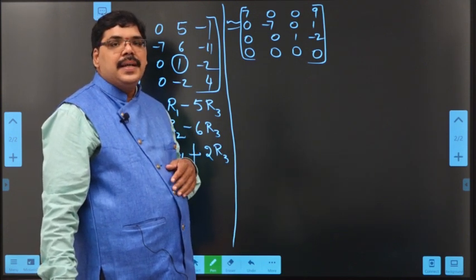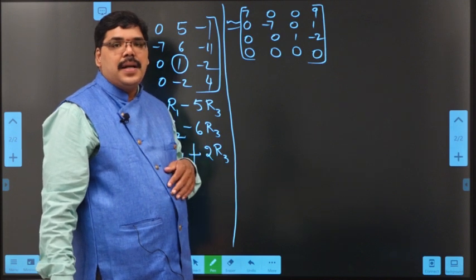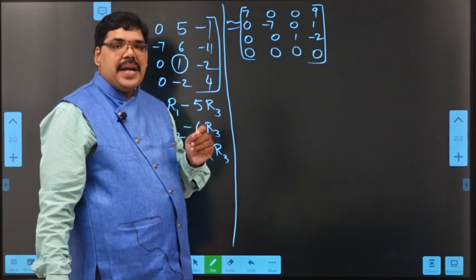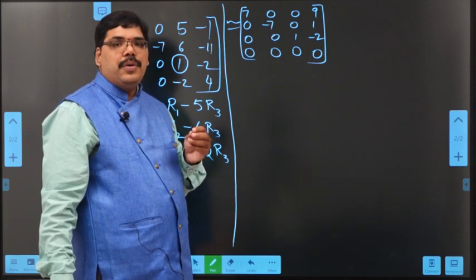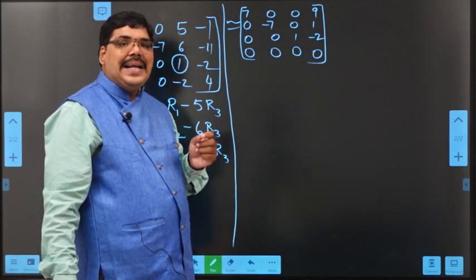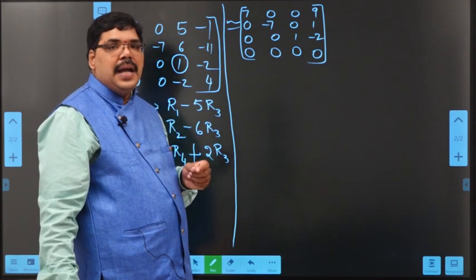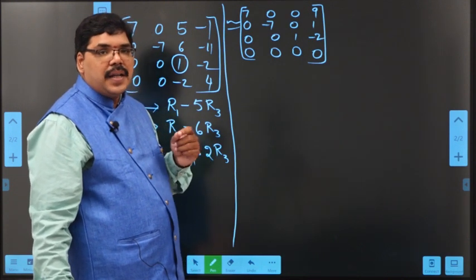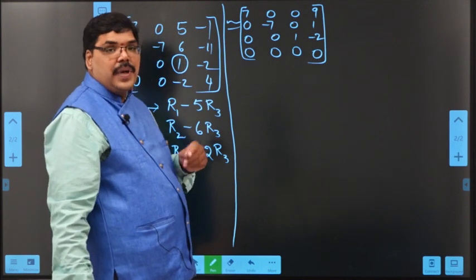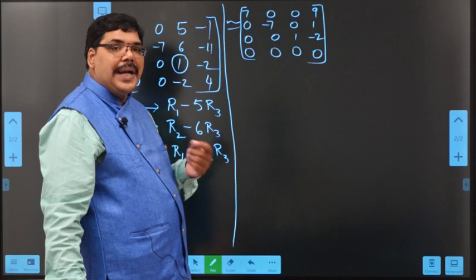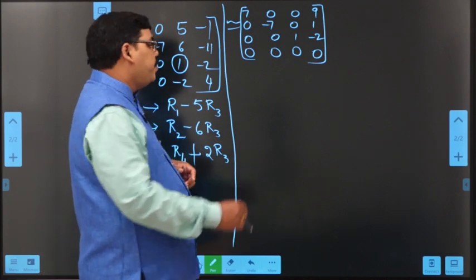That means we can reduce the given matrix into identity matrix of order 3 by 3 only. So, we need to convert the given matrix into identity matrix of order 3 by 3 and reduce all other elements into zeros. For that, now I would like to apply column operations.